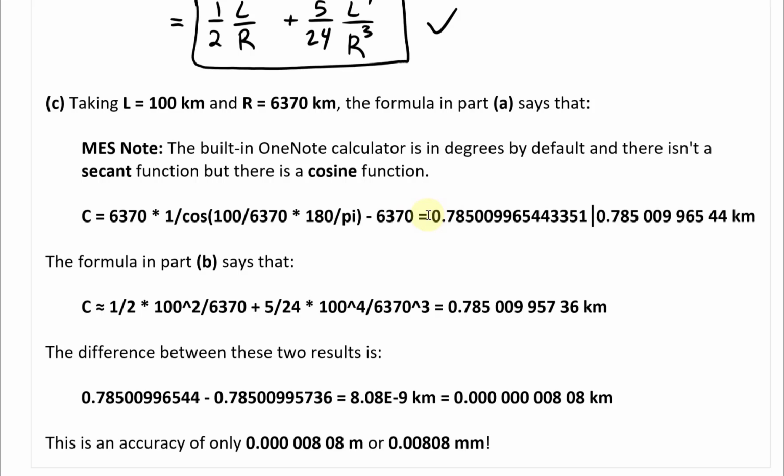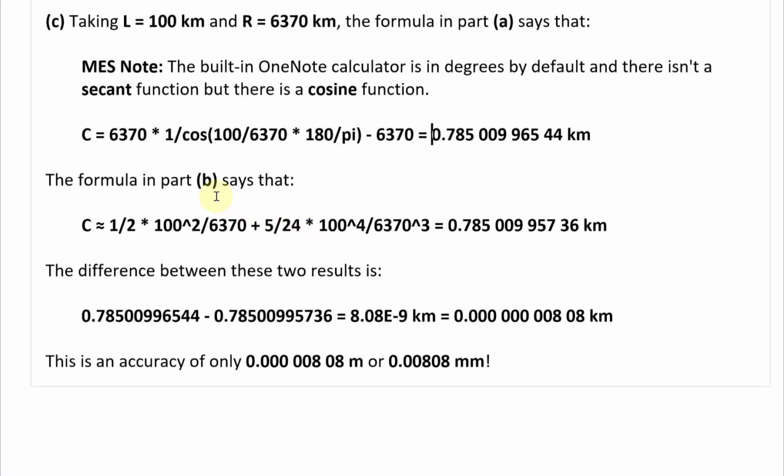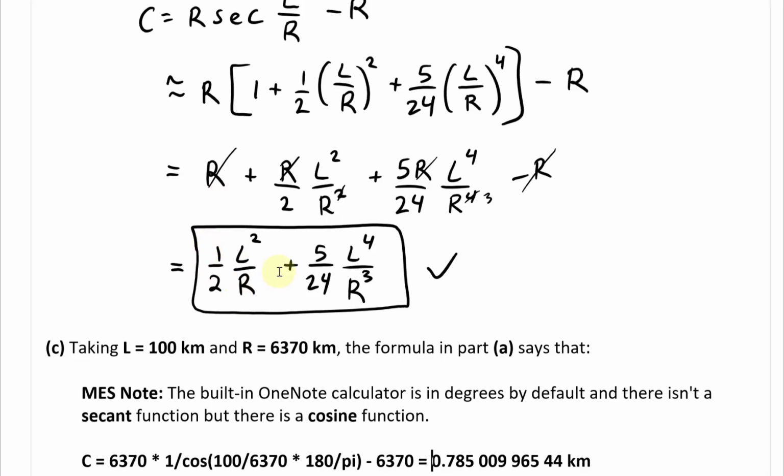And then this equals 0.785, etc. These are exactly as is. I'm just going to group these by 3 so it's easy to read. Yeah, so that's what we have: 0.785, 009, 965, 44 kilometers. So basically 0.785 kilometers.